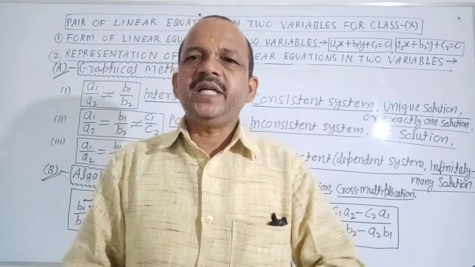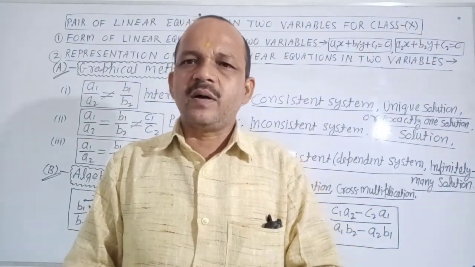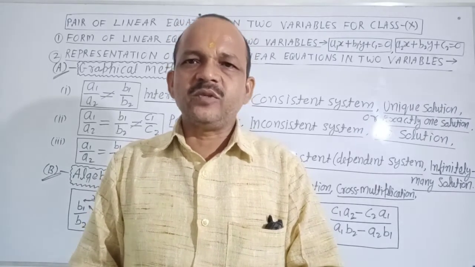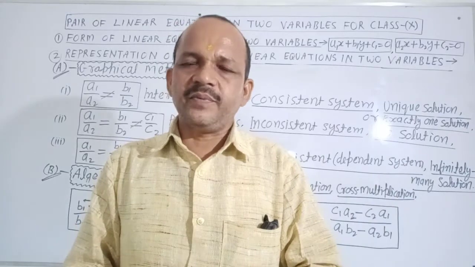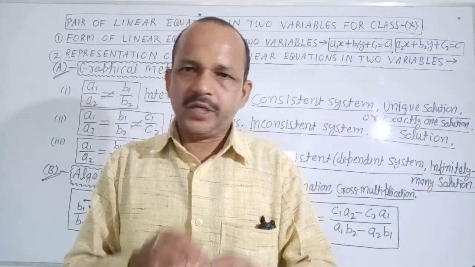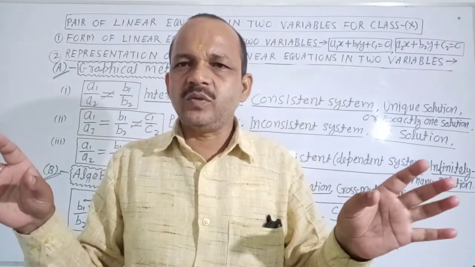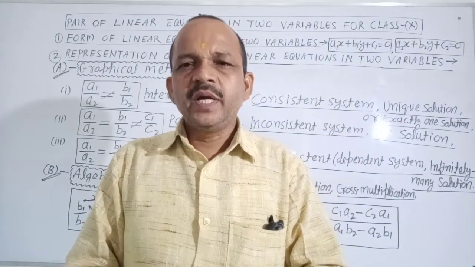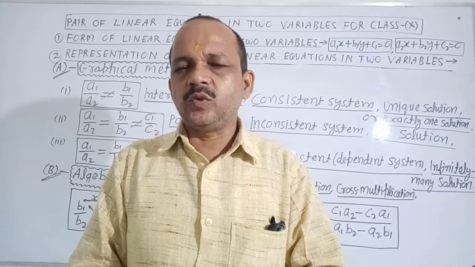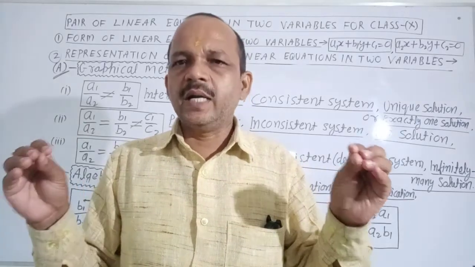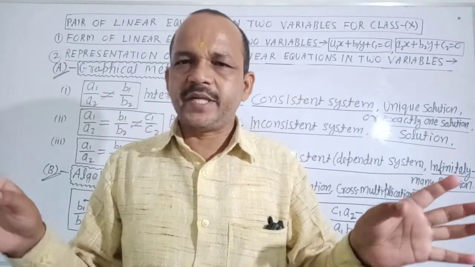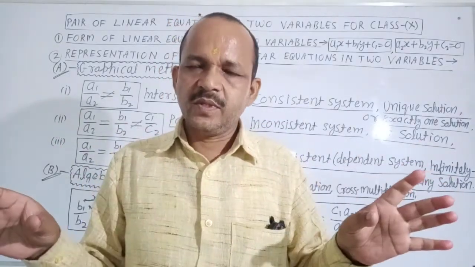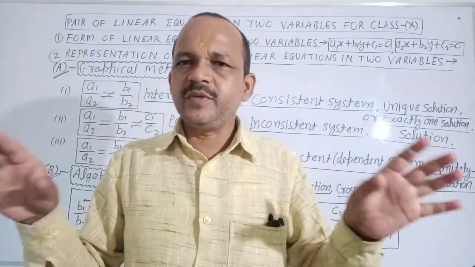Very good. Firstly I want to describe the form of a pair of linear equations in two variables, because you can ask me what the form is. a1x plus b1y plus c1 equal to 0, a2x plus b2y plus c2 equal to 0. It is the form of a pair of linear equations in two variables. You can solve your question with the help of these forms. Form is clear, no confusion about it.